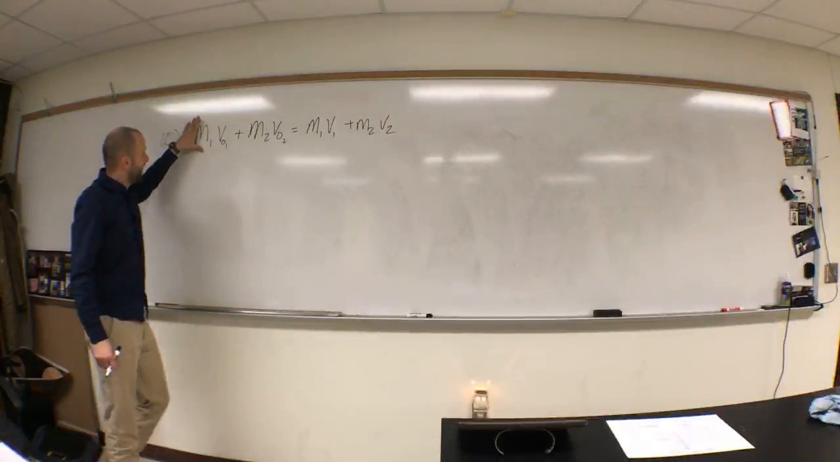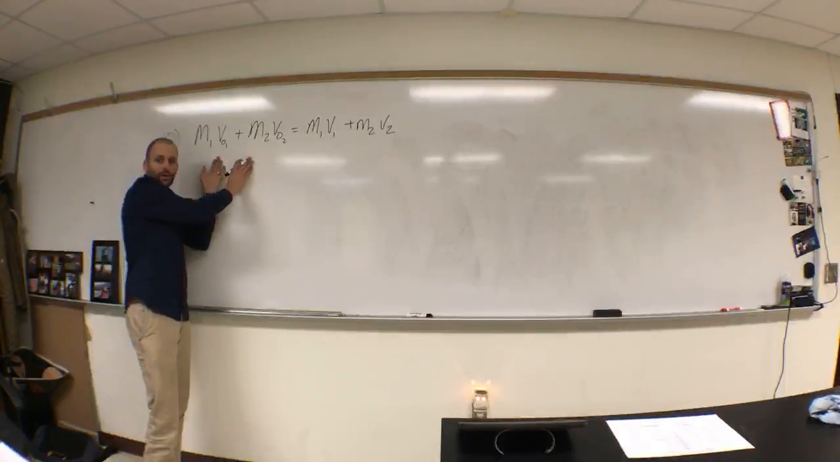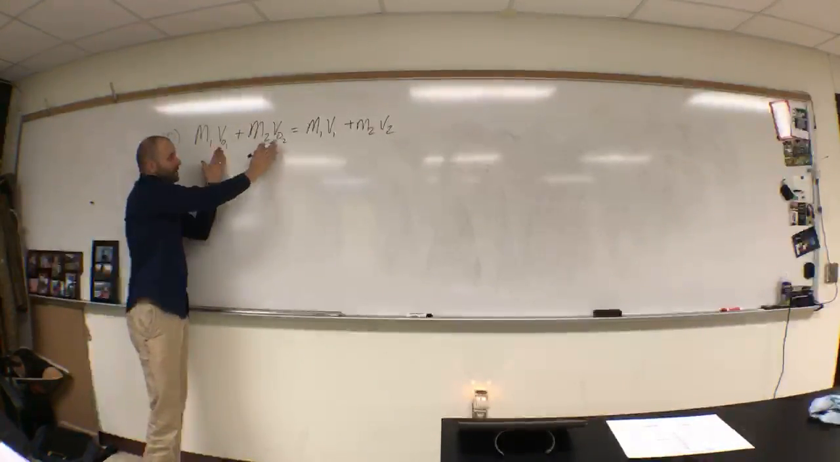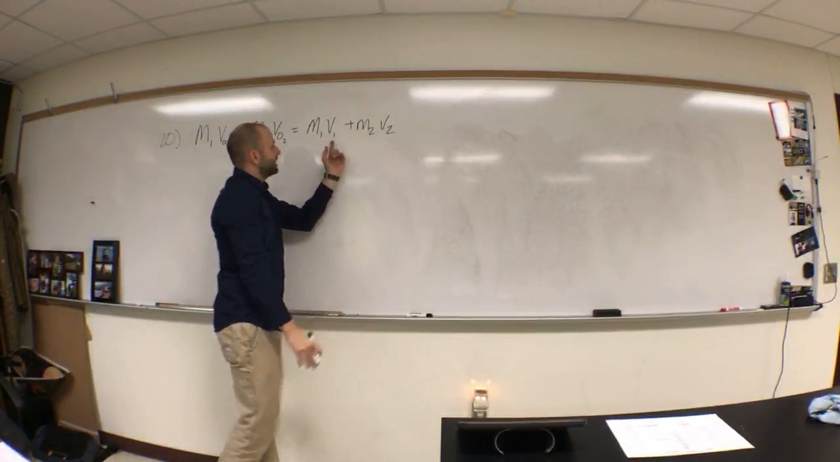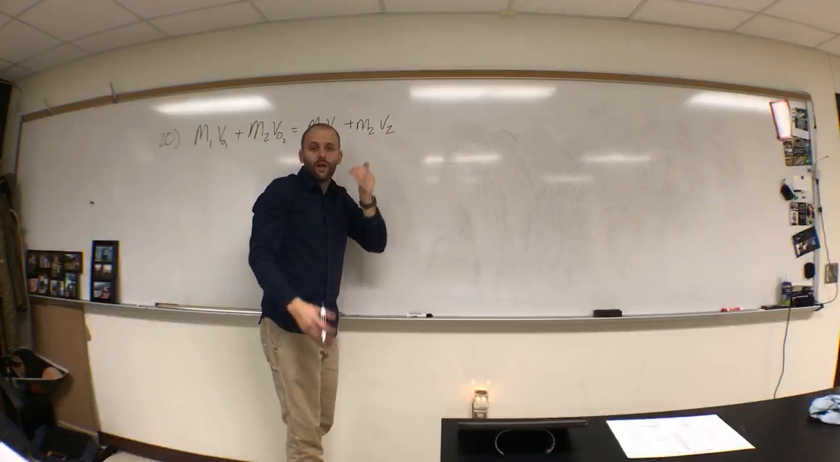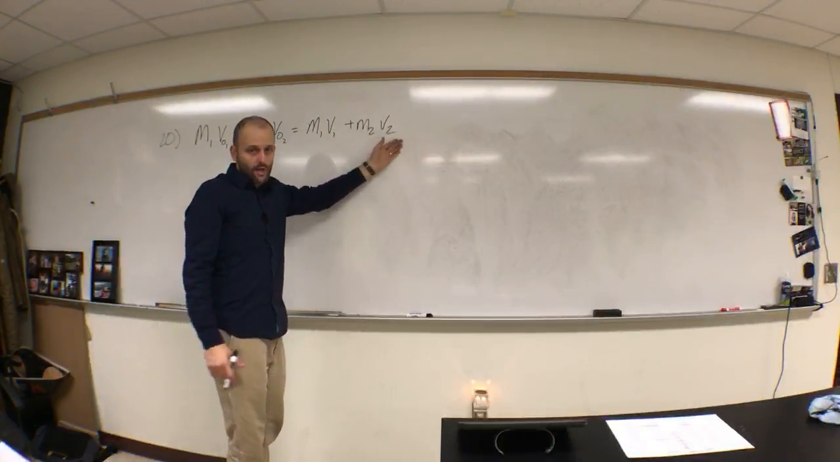So this is an elastic collision. I have knots in here because this is before the collision, so we're going to call these the initial velocities of both these objects before they collide. Then after they collide, the knots went away, so that means these are the final velocities of each of those objects after the collision.